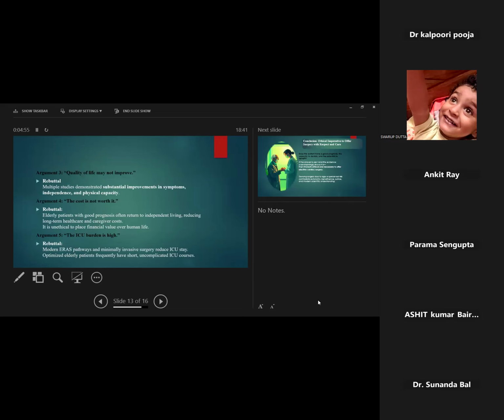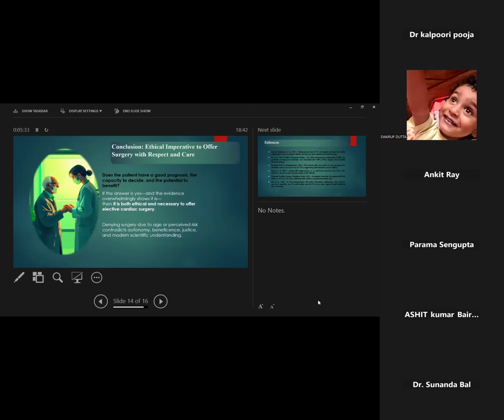Then some may say the quality of life may not improve. Multiple studies have demonstrated substantial improvements in symptoms, independence, and physical capacity. Some will say the cost is not worth it. But my take is that elderly patients with good prognosis often return to independent living, reducing long-term healthcare and caregiving costs. So it is unethical to place financial value over human life. Then, the ICU burden is high. Modern ERAS pathways and minimally invasive surgery reduce ICU stay, and elderly patients frequently have short, uncomplicated ICU outcomes.